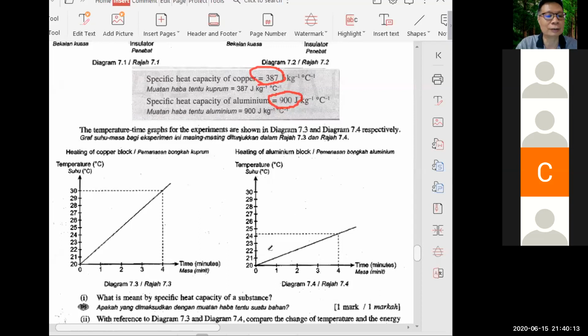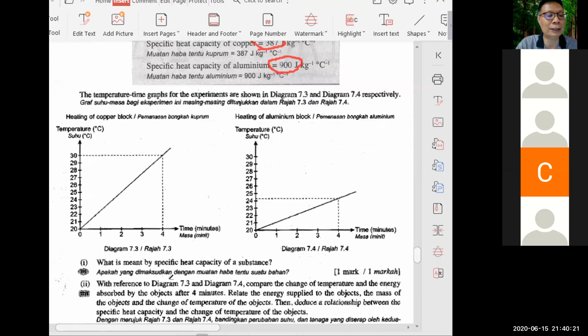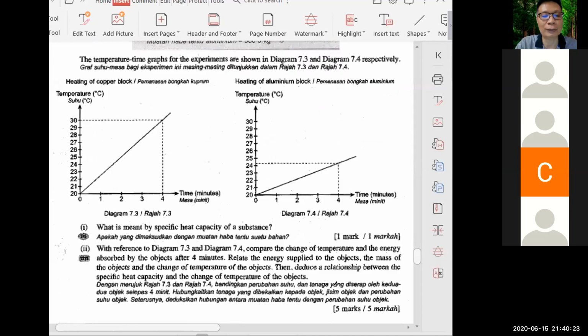Now, next. What is meant by specific heat capacity? You already know the answer now. Next part, the question is 5 marks, a compare one. Okay, you must know this kind of format already. First part, they ask you the definition of specific heat capacity. You already have the answer inside your mind already, right? Okay, let's ask someone to see if they can answer or not.